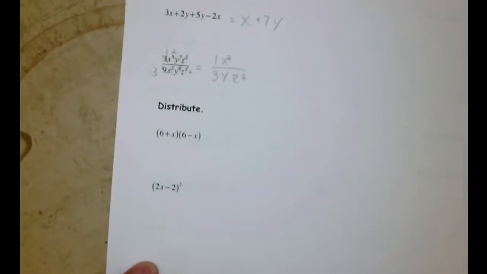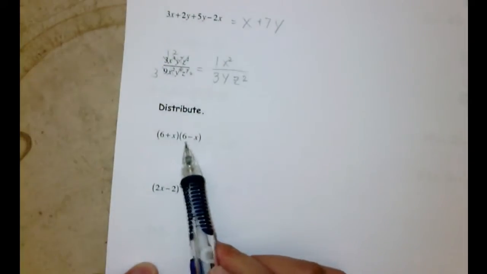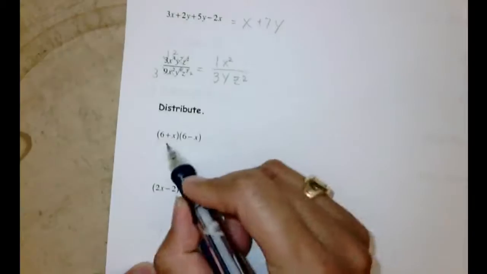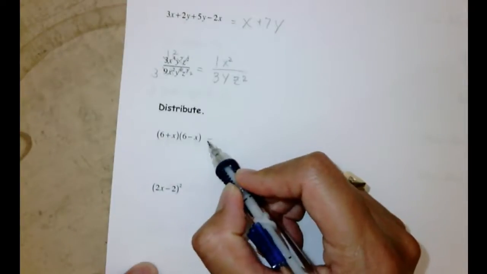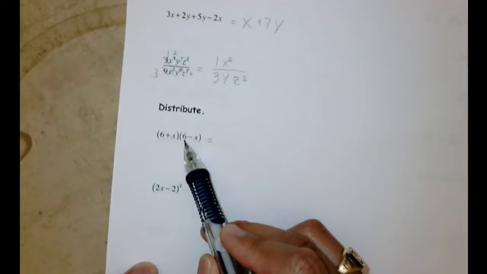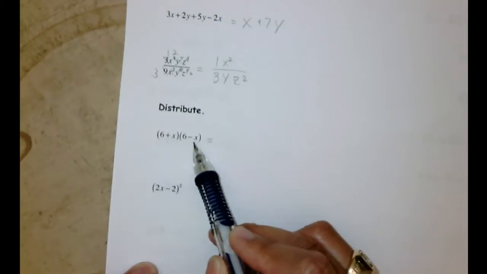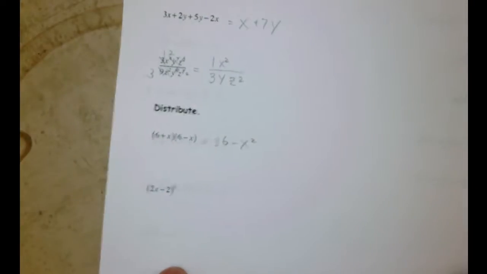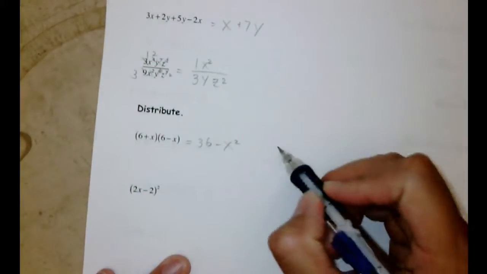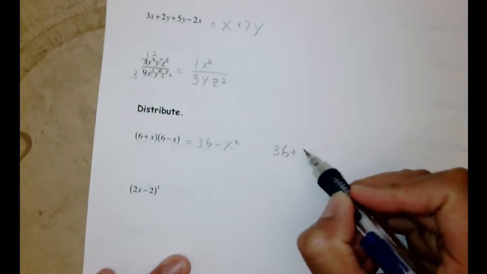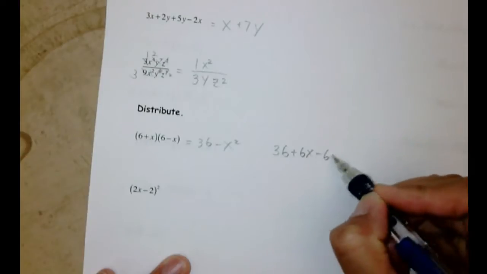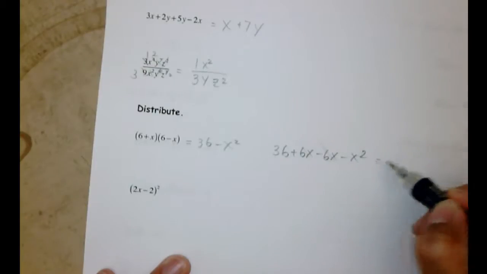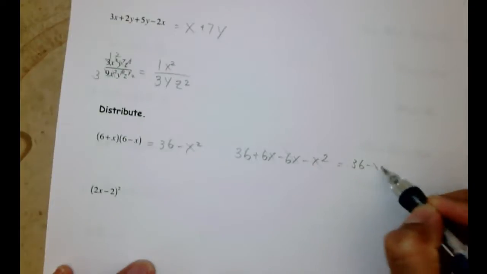Distribute, FOIL, but you remember these, the sum and difference, these are called conjugates of each other, and you remember this is just the square of the first term minus the square of the last term, so it's 36 minus x squared. If you are not sure, you can FOIL it. So the 36 plus 6x minus 6x minus x squared. These cancel each other, and you get 36 minus x squared.